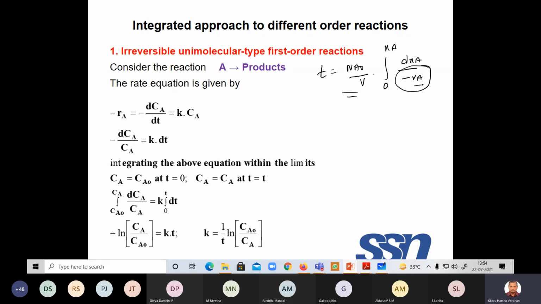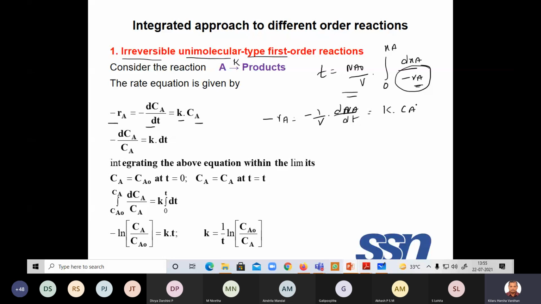For every reaction, there will be a different rate. So let us use an irreversible unimolecular first order reaction first. A gives you product. Let this be some constant K, that is the rate. So if I write this, minus RA is minus dCA by dt, which is nothing but K into CA. Correct? How am I writing it? Minus RA is minus 1 by V into dNA by dt, that is equal to K into CA. This is what we wrote.